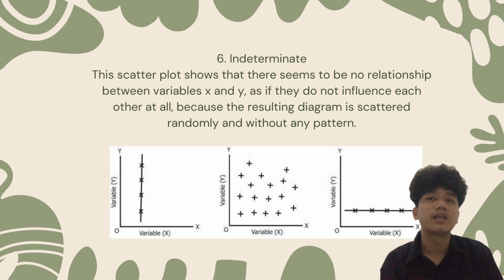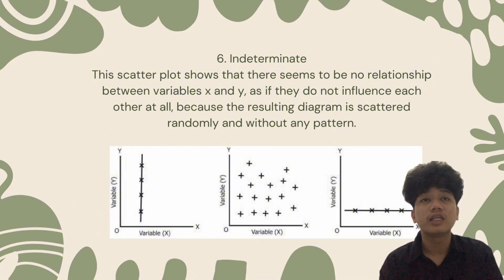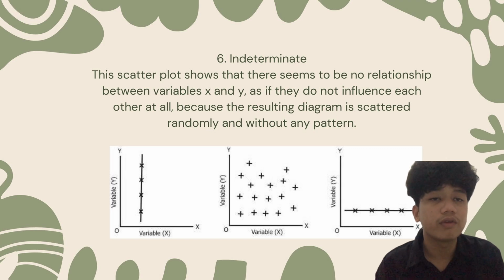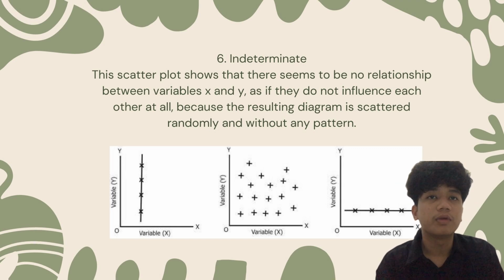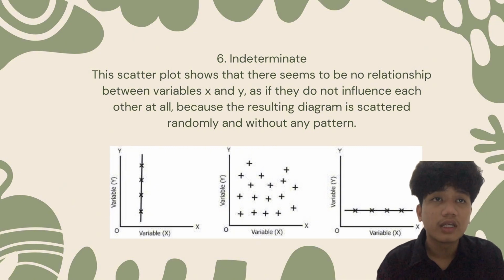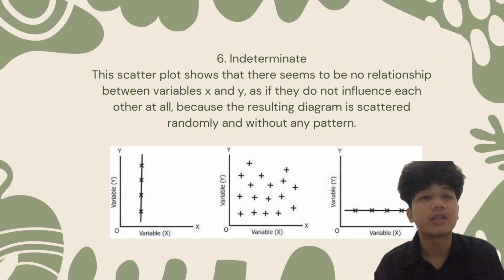Number 6. Indeterminate. The scatter plot shows that there seems to be no relationship between variables x and y, as if they do not influence each other at all, because the resulting diagram is scattered randomly and without any pattern.